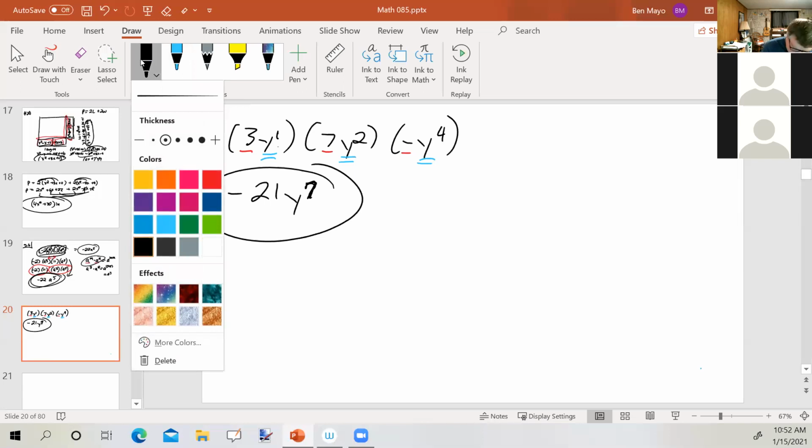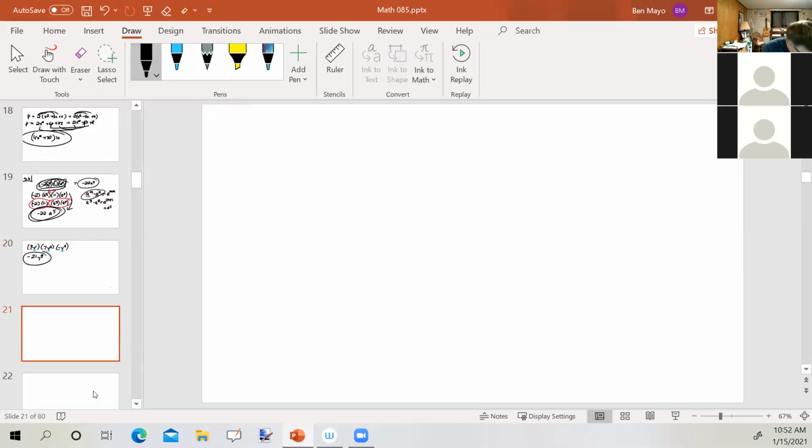Let's see. We've got this one, which is, I just get lonely here. Negative 2/3 x to the 6th, feeling like I'm just talking to myself. I probably do that more than I realize.